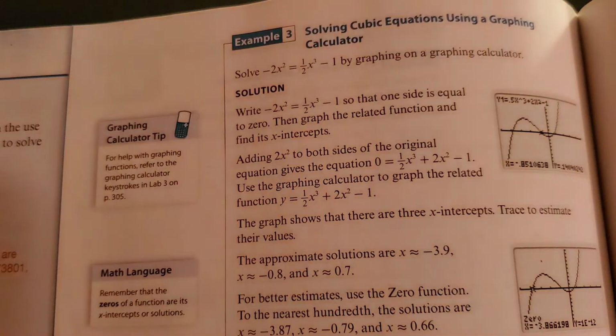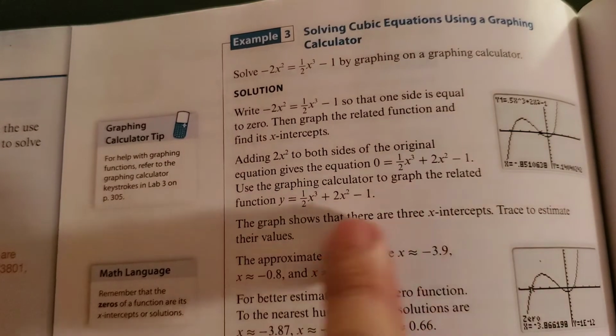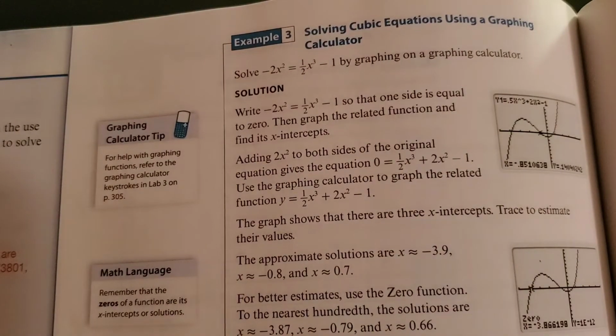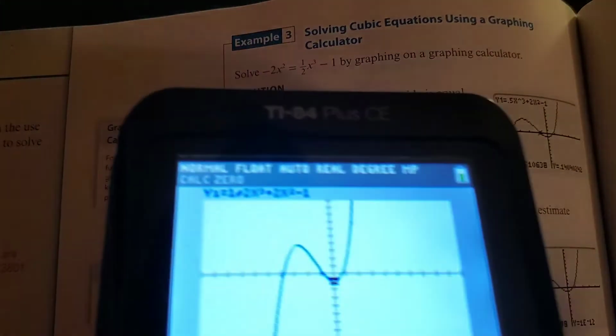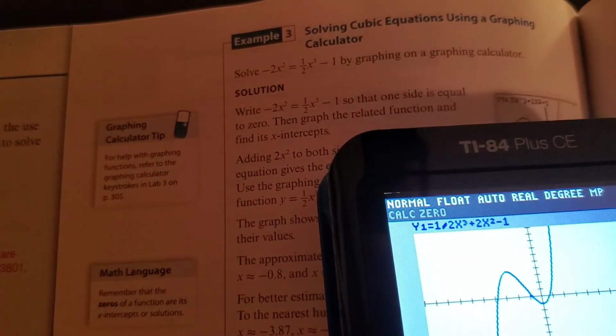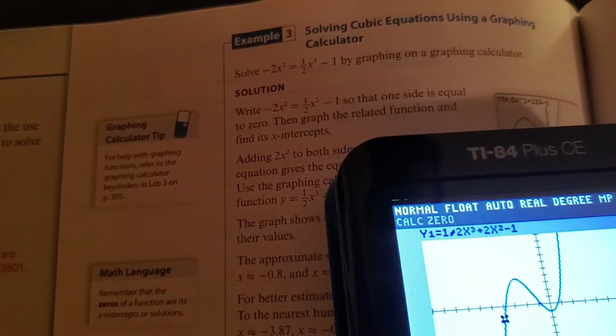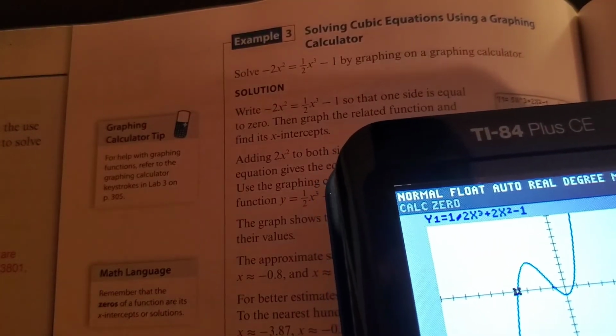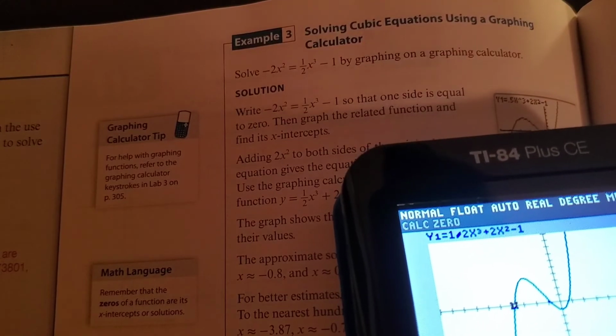Now, what you're going to do is you're going to again find the zeros, which is a lot easier. I know in here it says to use trace, but don't do that. That's just a lot harder. And then it says then use the intersect, but it's not. It's finding the zero. So again, we're going to find the first zero all the way to the left. Left bound is going to be to the left of it. Right bound is going to be to the right of it. And we press enter. And this would be about negative 3.86.